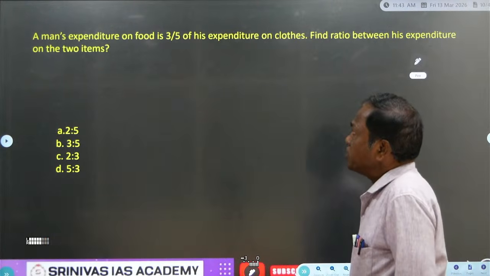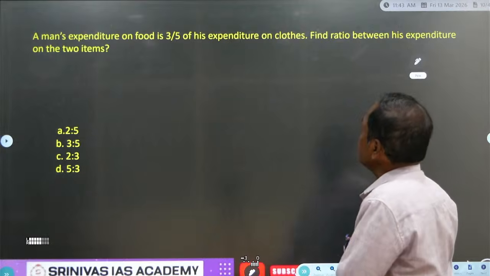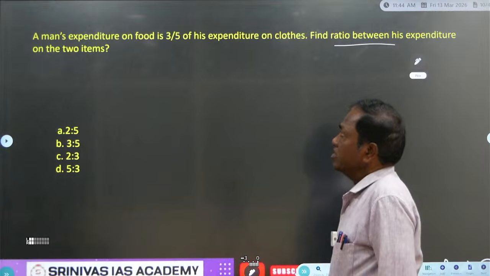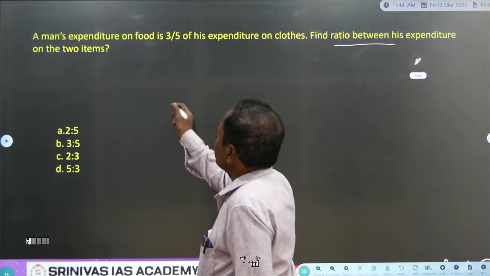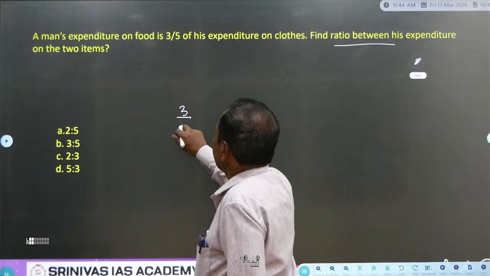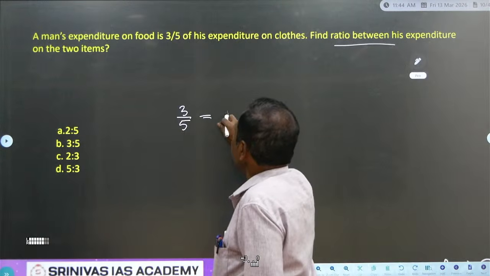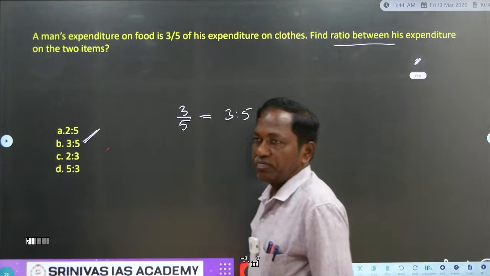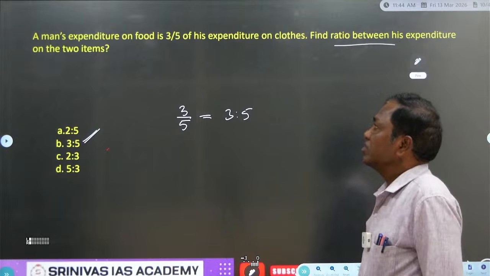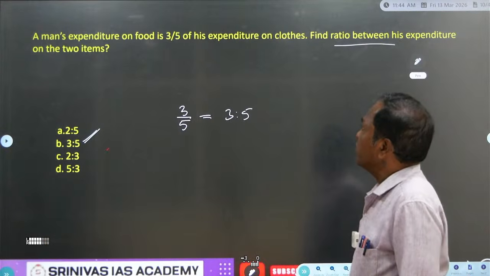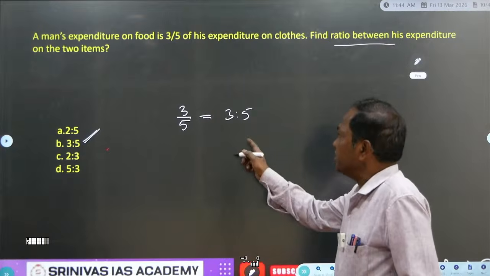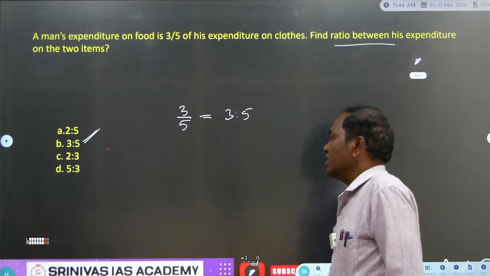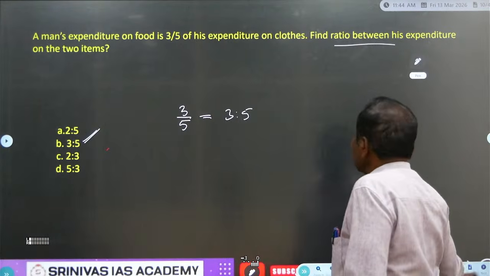A man's expenditure on food is 3/5 of his expenditure on clothes. Find the ratio between the two items. A man's expenditure is 3/5. It can be written as 3:5. That's all. 5 is the expenditure on clothes, 3 is the spending on food. Okay. Yes, next.